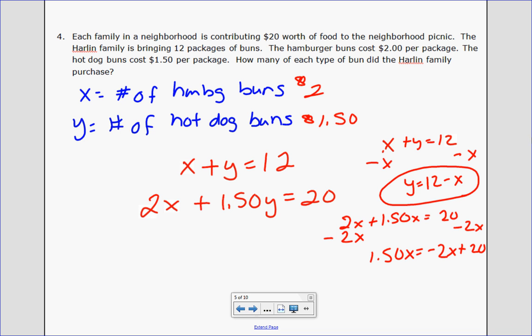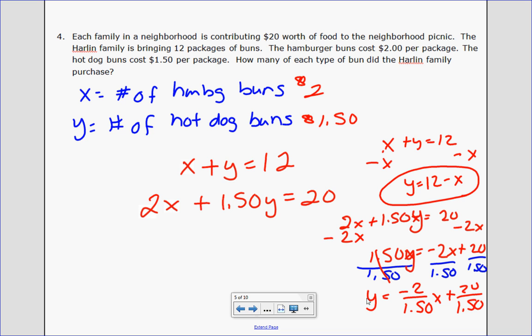You know what the cool thing is with the calculator is that you really don't even have to reduce. What I'm trying to say is this. Oh, by the way, that's supposed to be a y right there. There we go. Y equals, put in the calculator just like this. Negative 2 divided by 1.50x plus 20 over 1.50. Leave it like that. You don't have to reduce it. The calculator knows what you're doing. So let's go back here and do that.